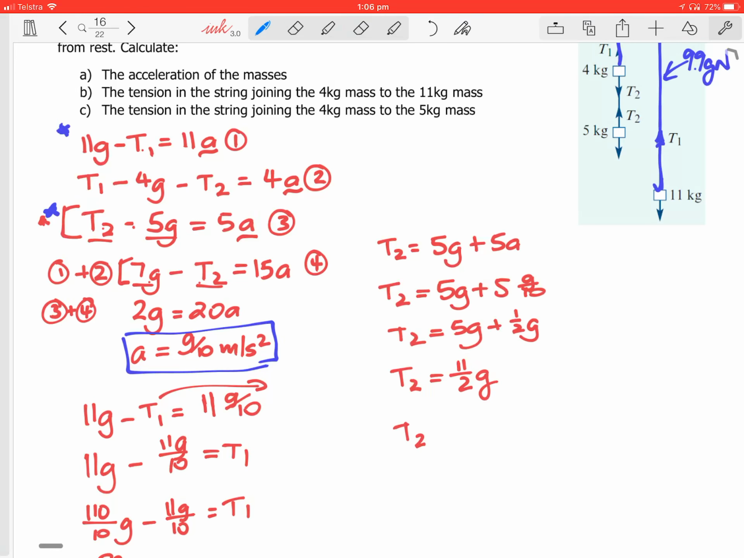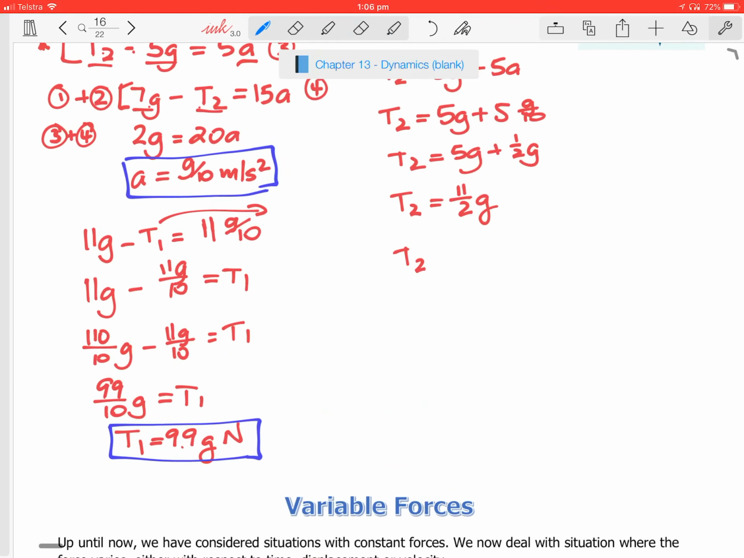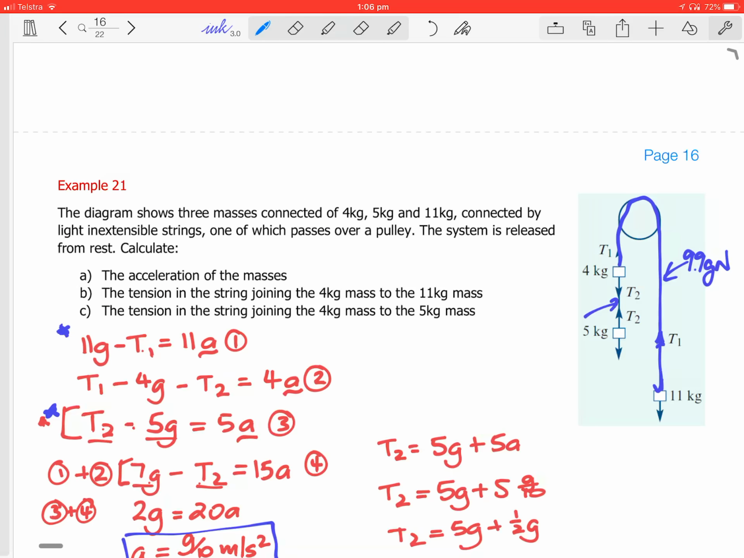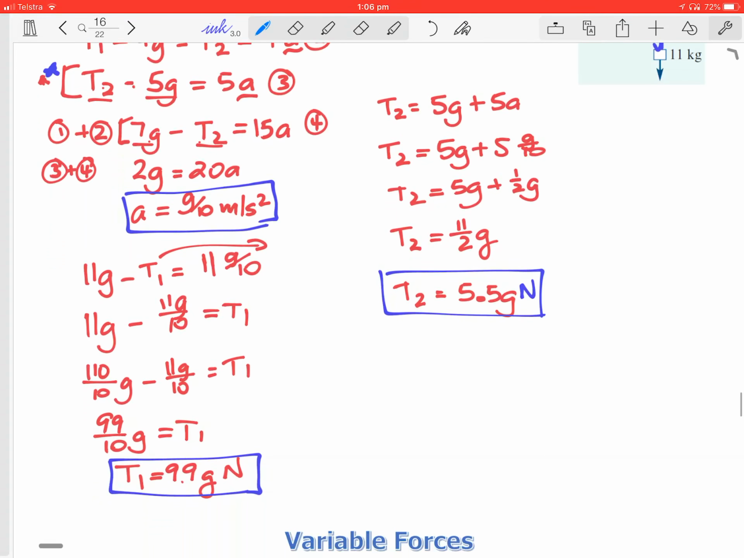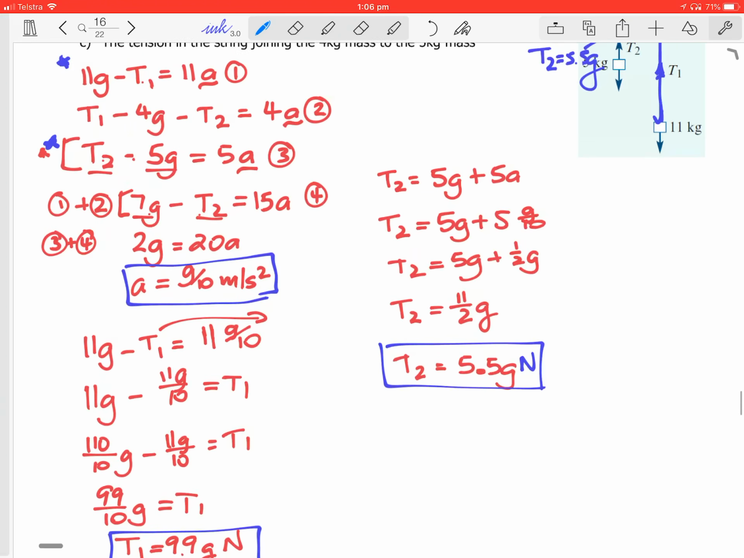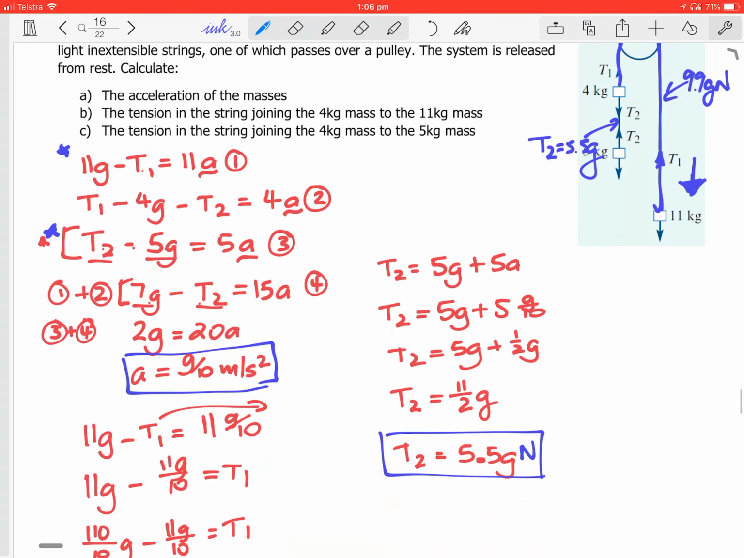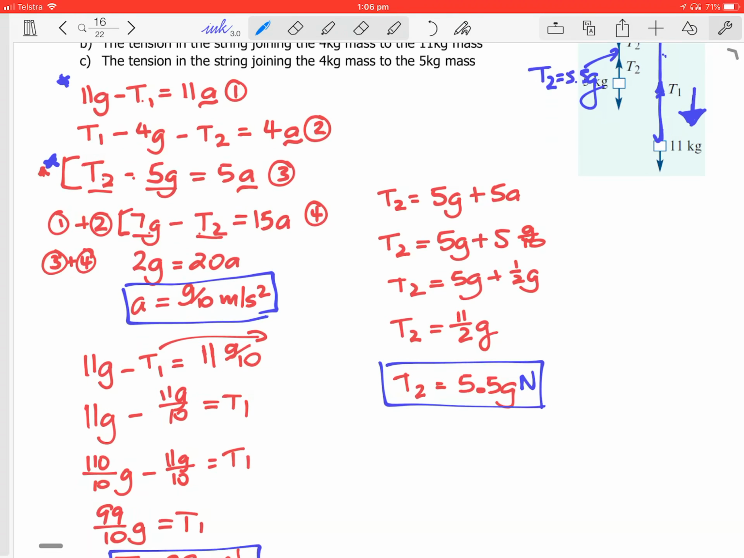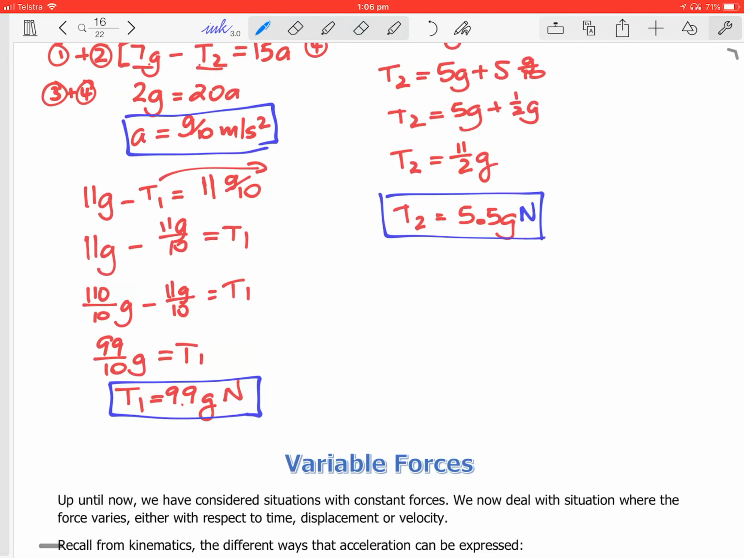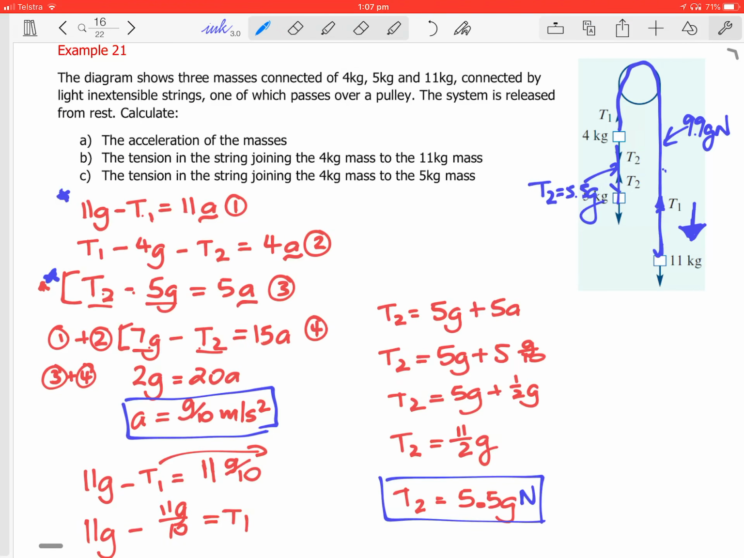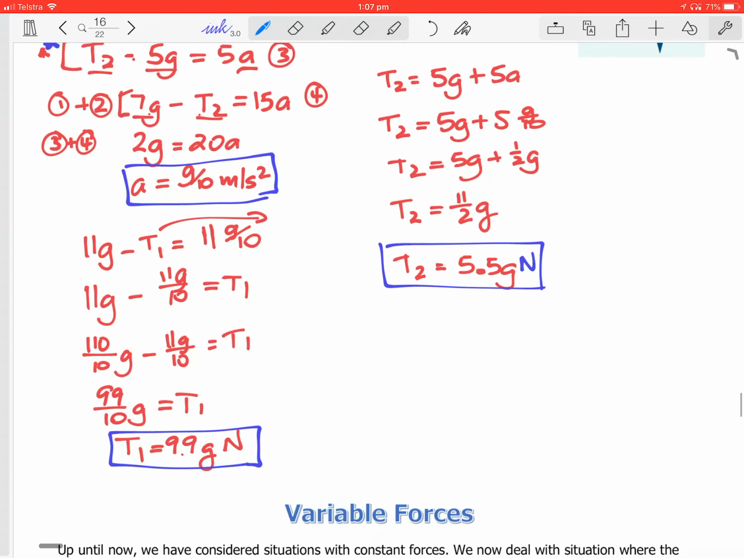Or we can say T2, we can just say 5.5 G, I guess. So that's how much tension is in this rope. T2 is equal to 5.5 G newtons. Forgot my newtons. Okay, so we got the acceleration of the system is G on 10 meters per second squared. So that's going that way. We got the tension in this rope is 9.9 G newtons, and the tension in the second rope, this one here between these two particles, is 5.5 G newtons.